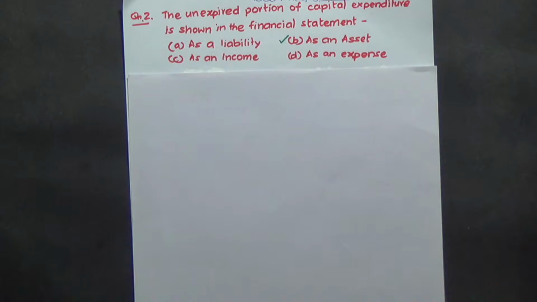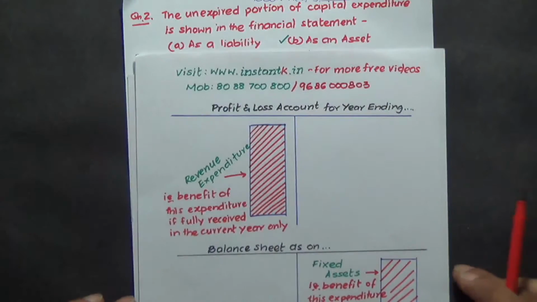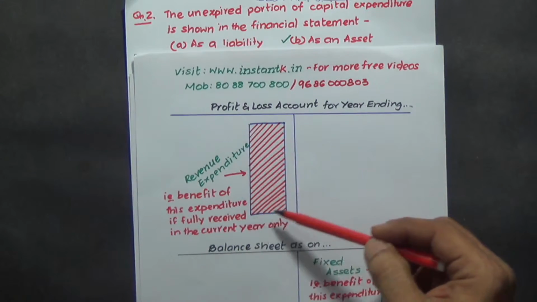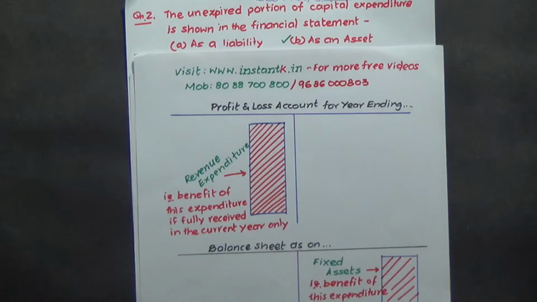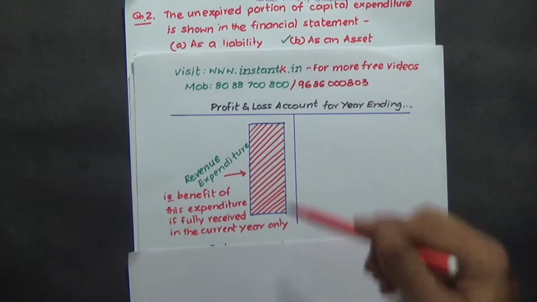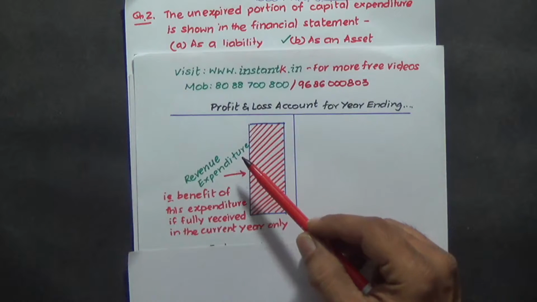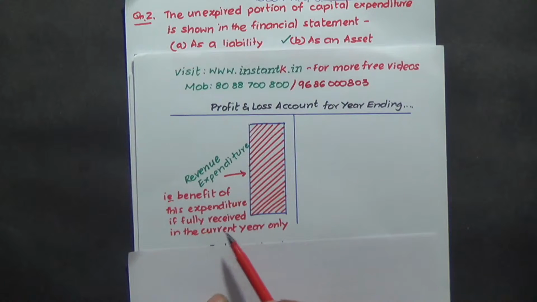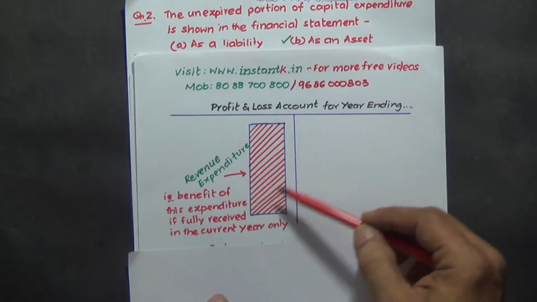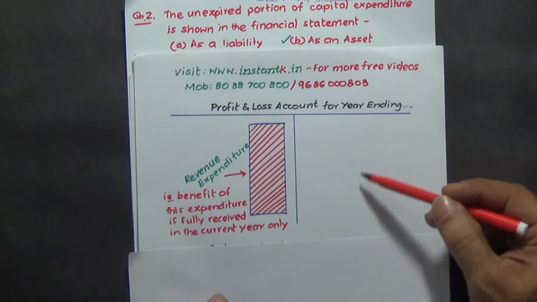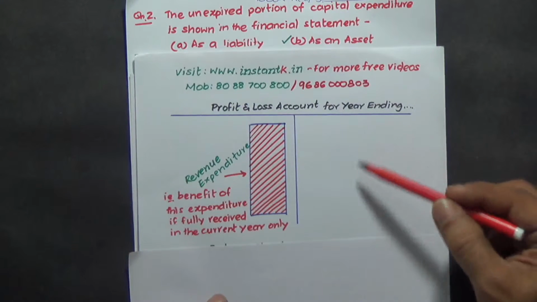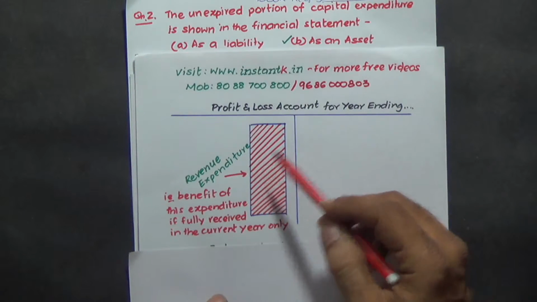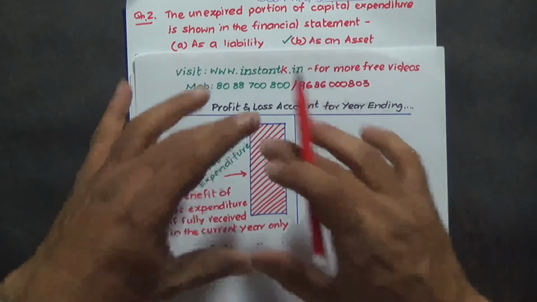Capital expenditure means, we have our profit and loss account for the year ending, and this expenditure, what we see on the debit side of our P&L, the debit side of P&L is called revenue expenditure. The benefit of these expenses is fully received in the current year only. This expenditure, we are going to receive the benefit, that means we are going to recognize revenue here. For earning this revenue, we would have spent some money. So this expenditure and revenue are matched on a 1:1 basis in the same year.